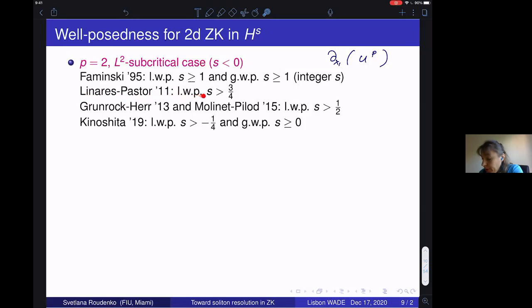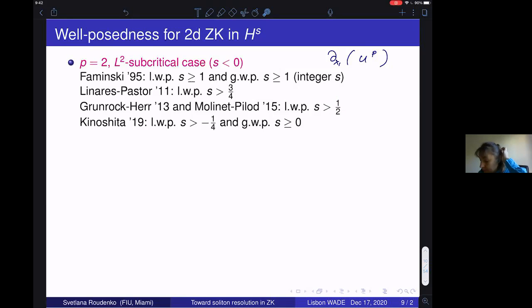Linares and Pastor got a local well-posedness within H^s with s greater than 3/4, so they lowered it down to 3/4. And as in all of these, the typical game for well-posedness is basically how far down can you go with the index s determining the local well-posedness. There were two works by Grünrock and Herr in 2013 and Molinet and Pilod in 2015, where they brought s down from 3/4 to 1/2.